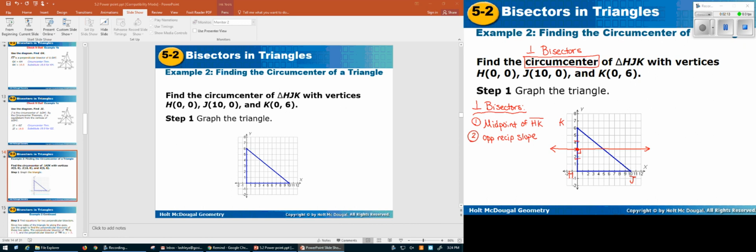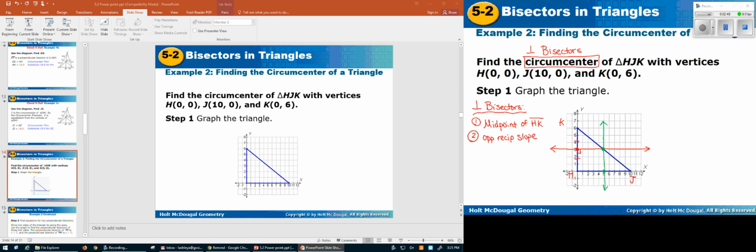Now, in order to find the circumcenter, you need to have at least 2 perpendicular bisectors so you can see where they cross. So again, now I'm going to go to HJ. I'm going to find the midpoint of it. The midpoint of HJ would be at halfway between 0 and 10, so that is 5. Plot that point. And then because it's horizontal, the line that would be perpendicular to it would be vertical. And so I can draw that vertical line through 5. And I see that these 2 lines cross at that point, and that point will be our circumcenter.